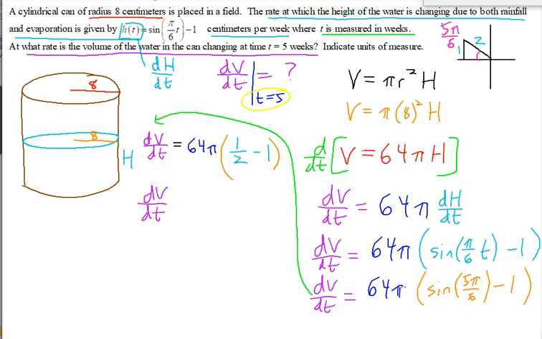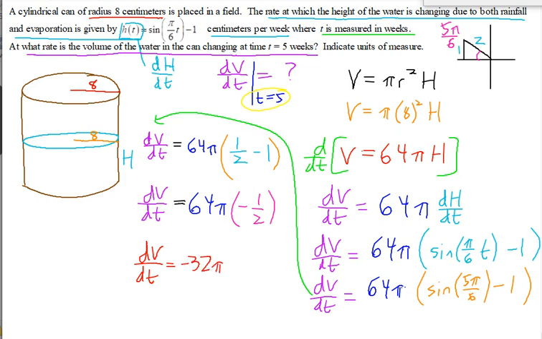So we have dV dt is 64 pi, and then 1/2 minus 1, that's 1/2 minus 2/2, or just 1/2 minus 1 is negative 1/2. And you can see 2 goes into 64 32 times, and we still have a negative there. So dV dt is negative 32 pi.